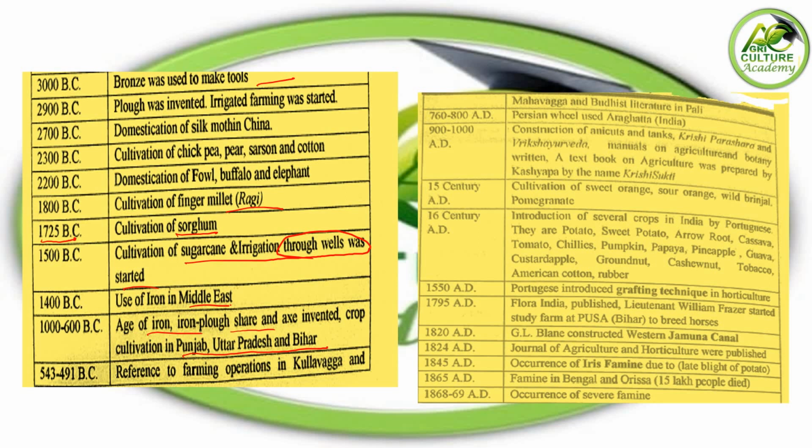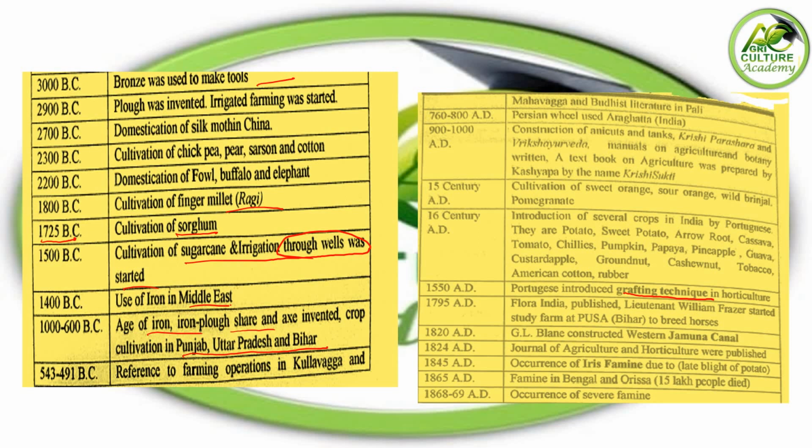Krishi Parasar, a manual on agriculture and botany, was written. A textbook on agriculture was prepared by Kashyapa, the Krishi Sukti. In 1500s AD, cultivation of sweet orange, sour orange and wild brinjal. In the 1600s AD, introduction of several crops in India like potato, sweet potato, arrowroot, cassava, tomato by the Portuguese. In 1550 AD, Portuguese introduced the grafting technique in horticulture. Grafting technique in horticulture is also important.